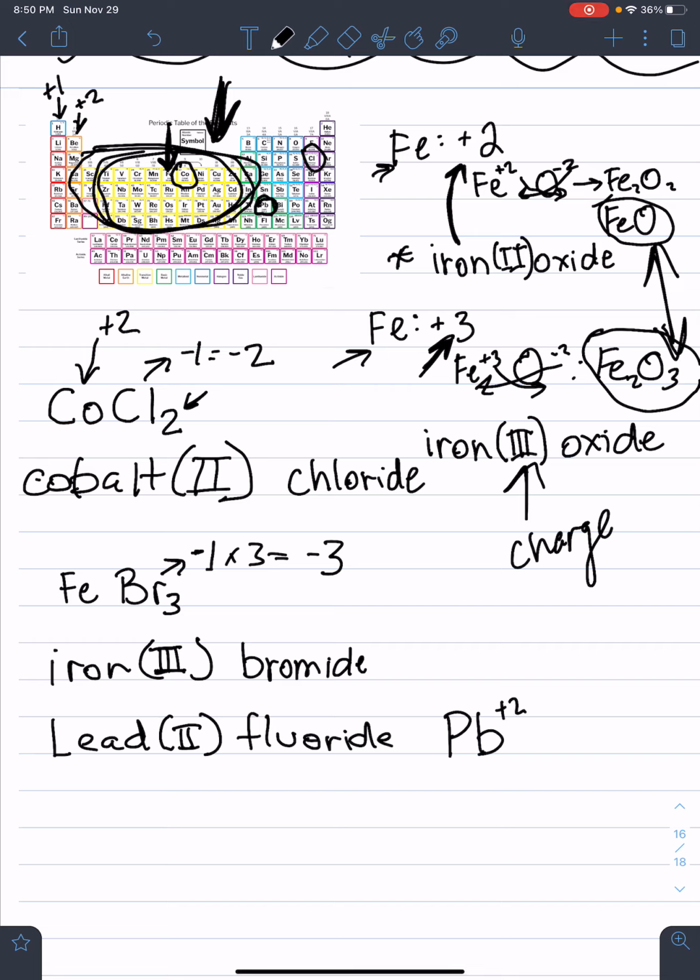And then fluoride on our periodic table is going to be right over here. So fluoride is going to have a -1 charge. So now we do the same thing that we do normally. We just cross them and drop them. So we're going to get PbF2. All right, that's one example.